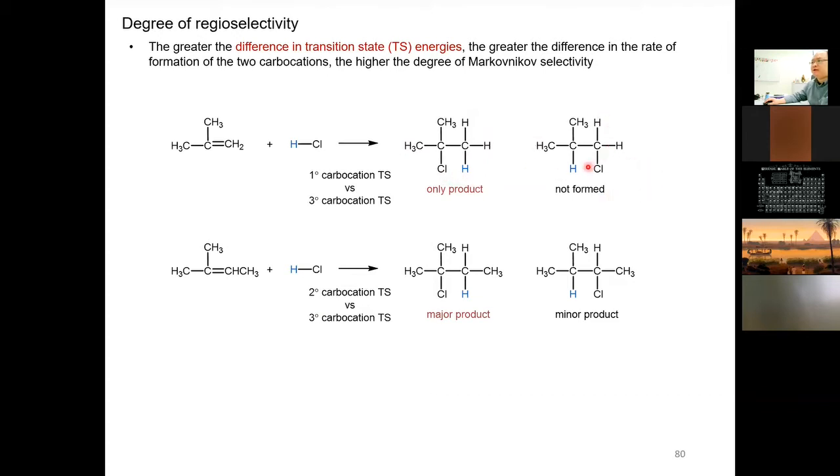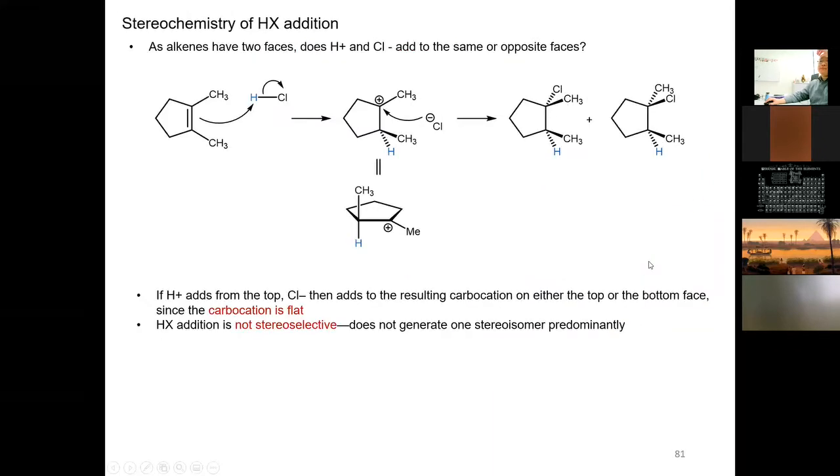which means the anti-Markovnikov product is not generated at all, at very high selectivity, right? But in the second one, because the energy difference between the transition states is lower compared with the first reaction, the selectivity is also lower. That means that although the major product is still Markovnikov, the other one is generated, but in a very small amount. So you can clearly see that the selectivity of the first reaction is much higher than the second reaction.